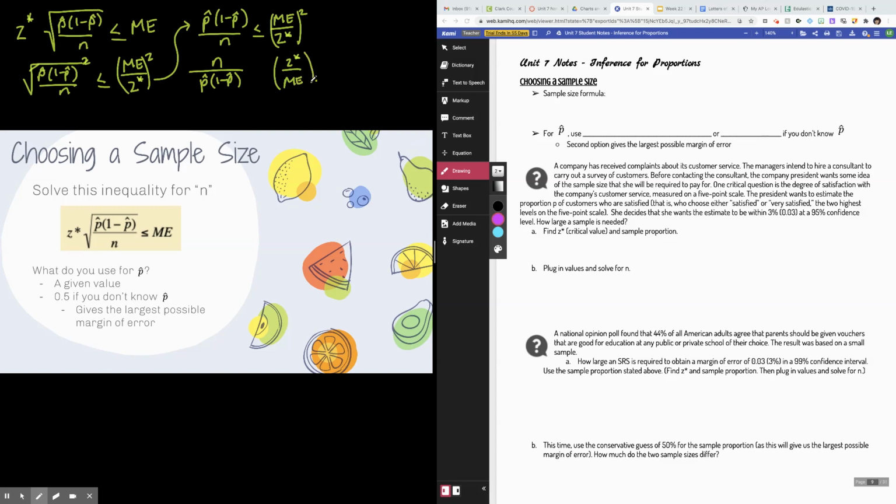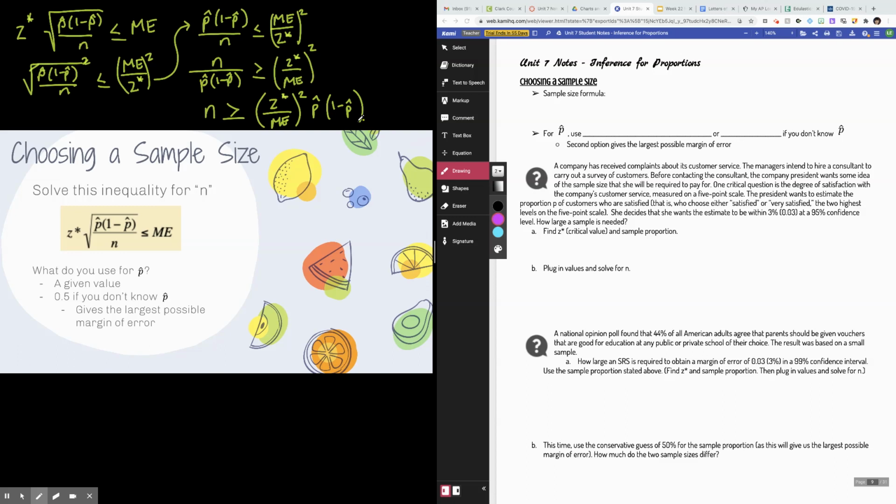But whenever you do that, the rule is that you have to switch your inequality. And then the last thing I'm going to do to get n by itself is just multiply both sides by p hat and 1 minus p hat. So my final formula here is n has to be greater than or equal to, oh, and I forgot my squared up here, z star over the margin of error, that fraction squared, times p hat times 1 minus p hat.